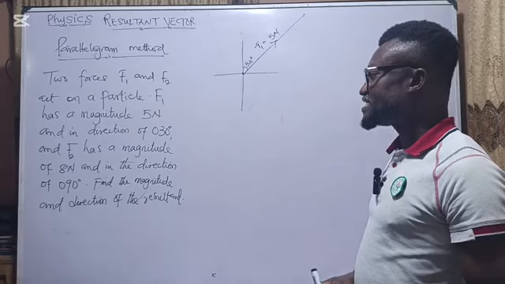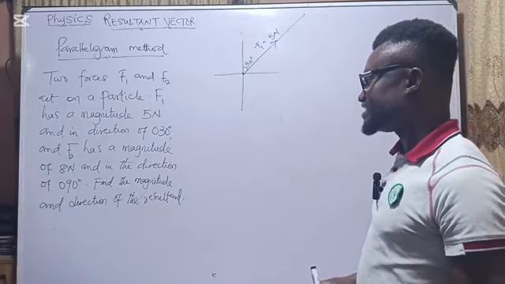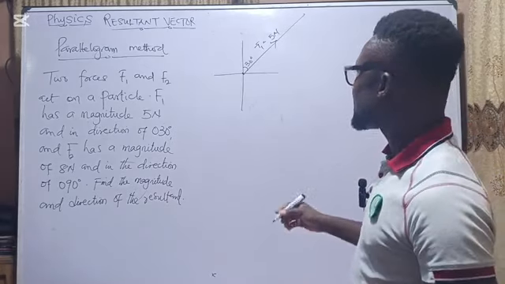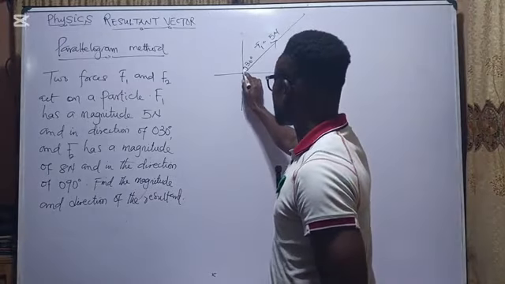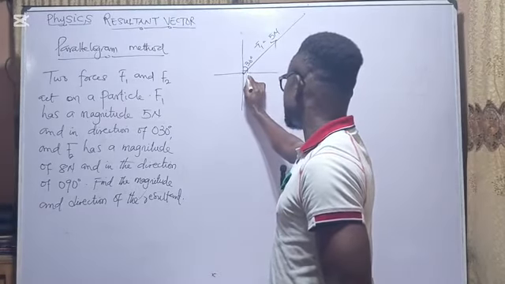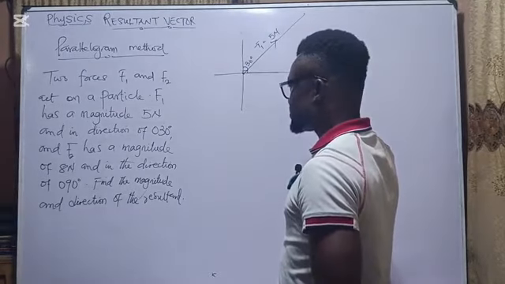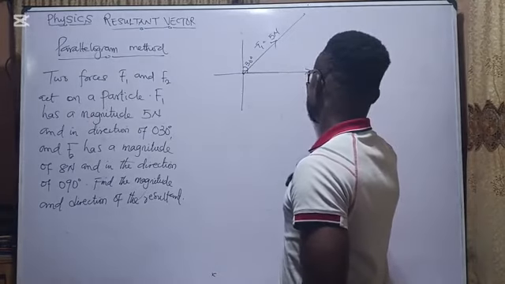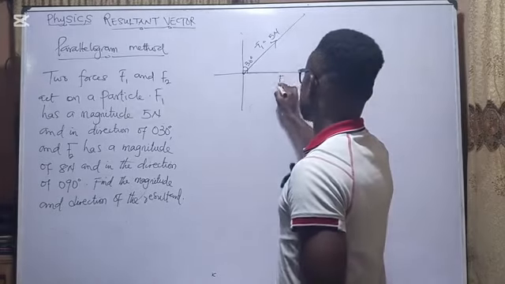Then F2 has a magnitude of 8 Newton and is in the direction of 90 degrees. Now 90 degrees from here should be here. From here to here is 90 degrees. Okay. Now the magnitude of it is 8 Newton. That should be F2.